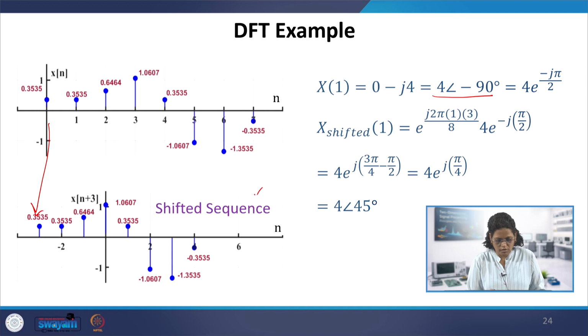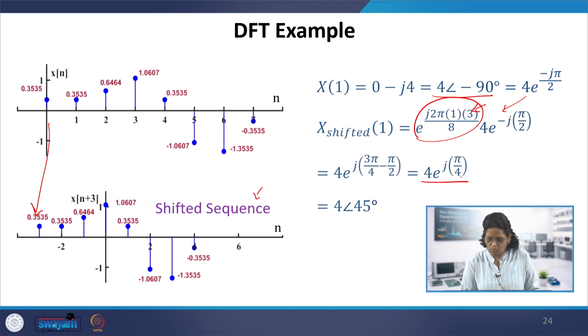For the shifted sequence, n equal to 3. Here we put n as 3 positive if it is a left shift; if it is a right shift, it is going to be minus. So e power j 2 pi k n by 8 multiplies x of k, and we get 4 e power j pi by 4, which is 4 angle 45. Previously it was 4 angle minus 90. You can see the angle difference from minus 90 to 45. The phase shift has contributed here.